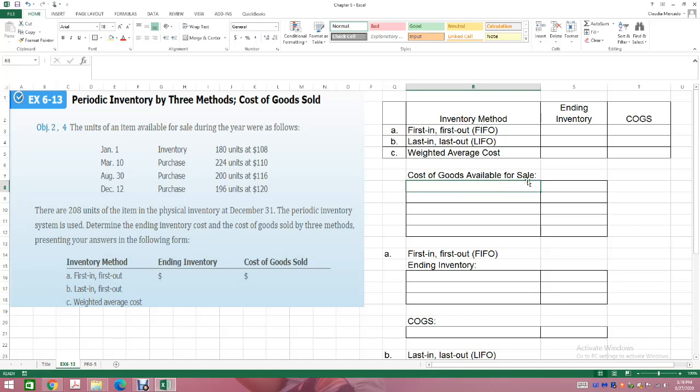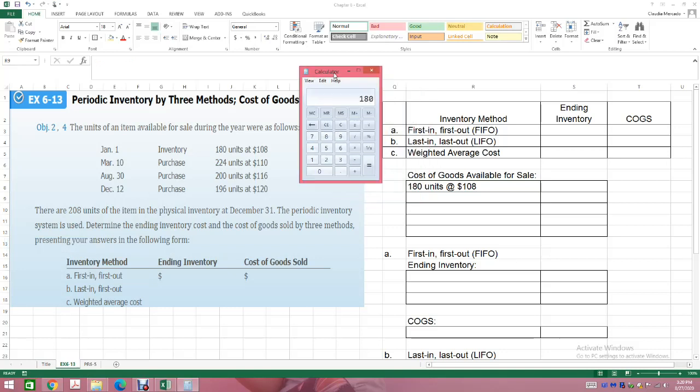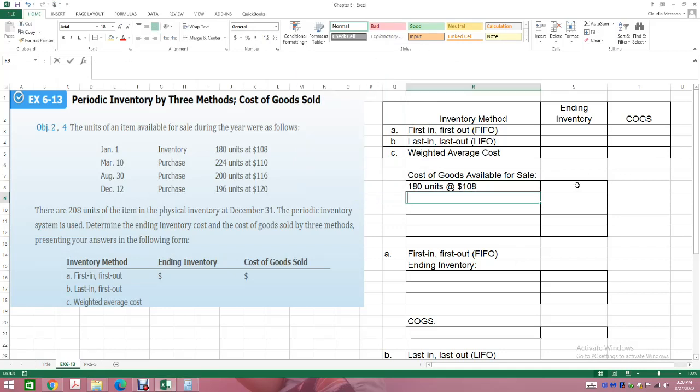Okay, so the problem starts off with you have beginning inventory of 180 units at 108. So what I'm going to do here is 180 units at $108. Okay, now we're going to get our calculators out and we're going to figure that out. So it's 180 times 108. That gives me 19,440.